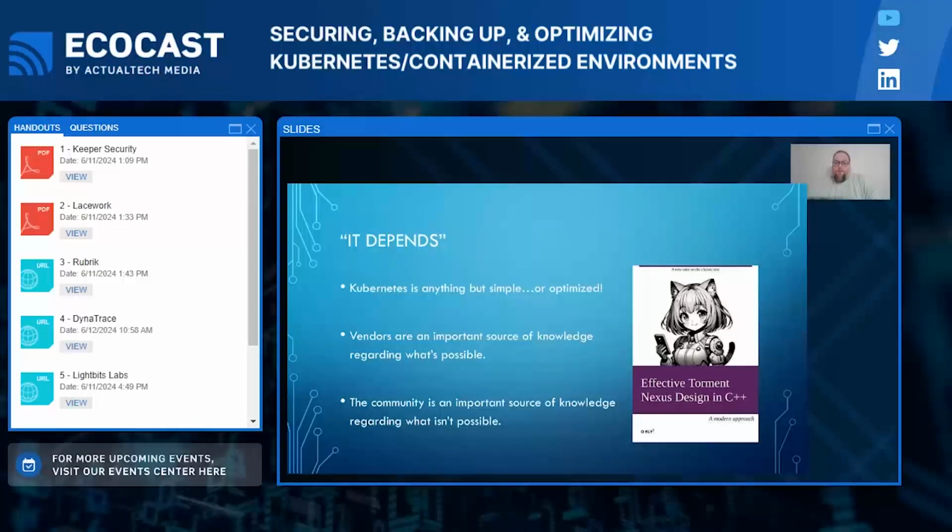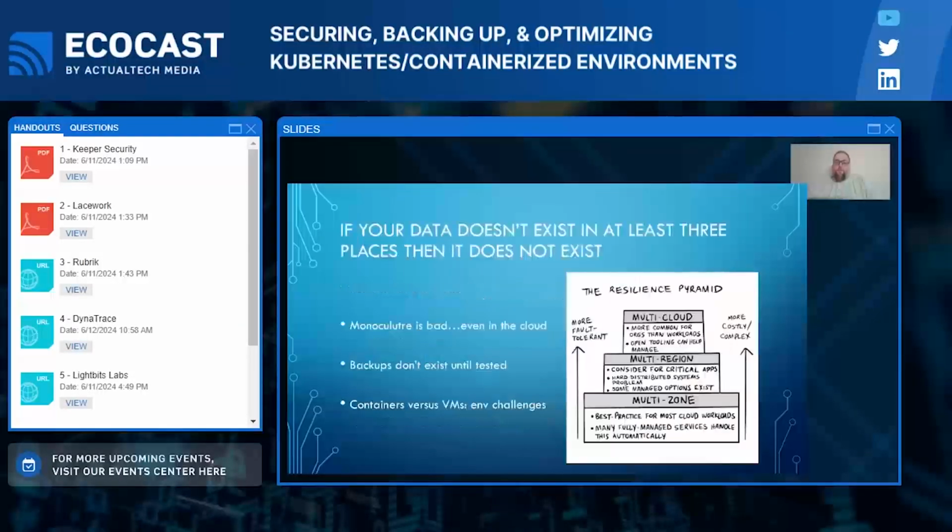Vendors bring to the table what is possible, especially when it comes to things like backups and optimization. And the flip side of that, of course, is that vendors do speak in marketing and hype. So it's pretty important to take what the vendors tell you and vet that through the community, which of course means if you are doing anything with containers at all, it's incredibly important to maintain a network of professional contacts to help you sanity check whatever it is you're planning to do.